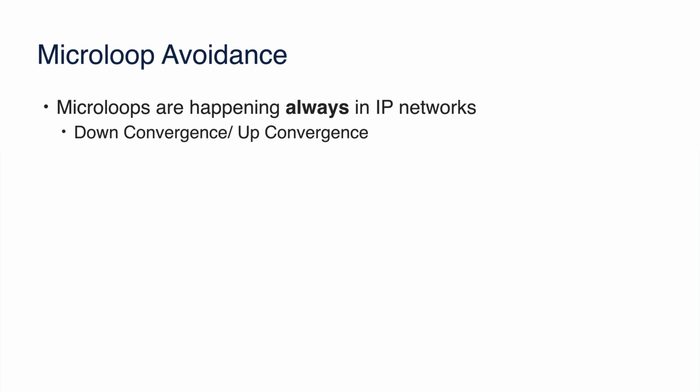A complementary feature to TI-LFA is microloop avoidance. Once there is any change in the network, there is no way to make sure that routers converge at the same time. Some routers converge faster, some later, but in IGP, each router knows what the pre-convergence topology is and what the post-convergence topology is.